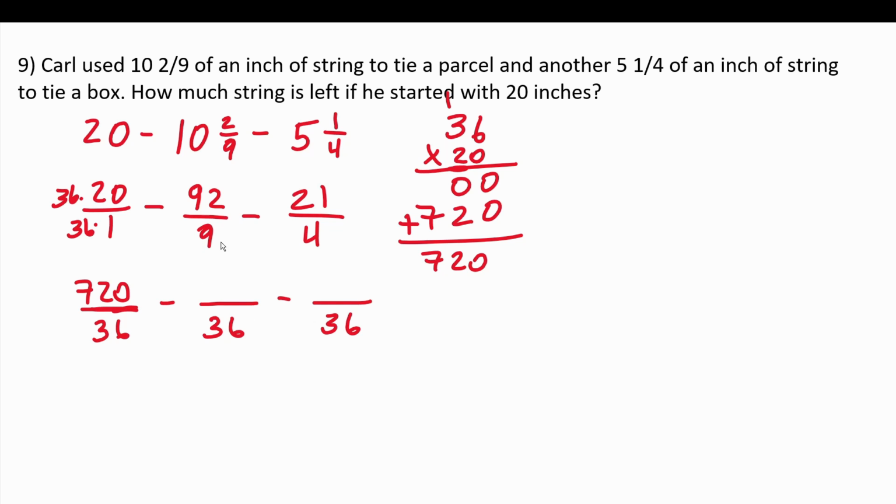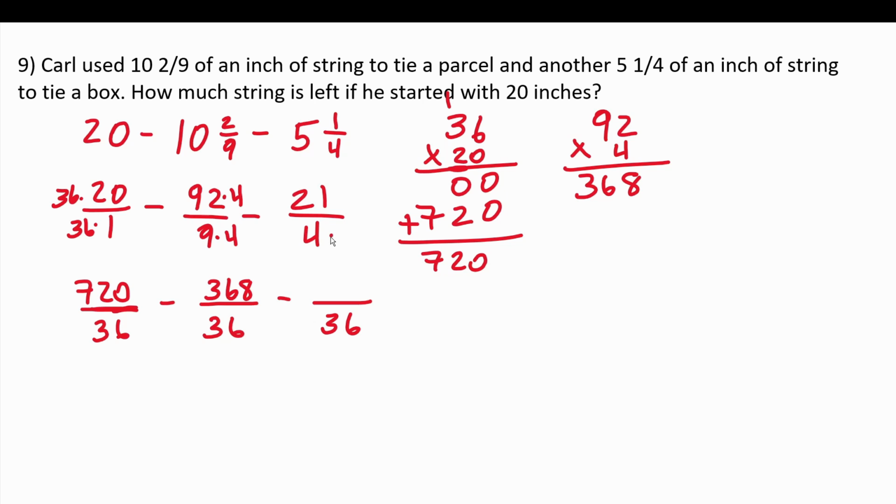To write 9 as 36, we would multiply it by 4. Again, 9 times 4 is 36, and likewise, we're going to have to do that to its numerator. So this is 92 times 4. 4 times 2 is 8. 9 times 4 is 36. So this is 368 there.